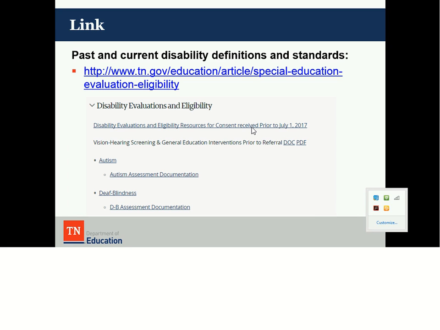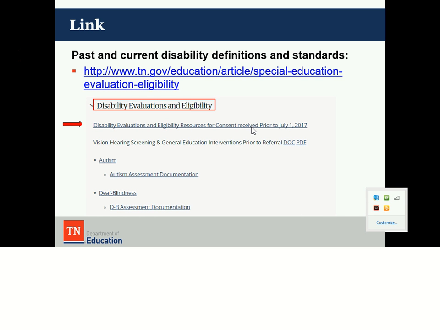On that site, just above the link that says disability evaluations and eligibility, there is another link for the comparison document now housed on the site. So if you did not receive that through one of the updates or newsletters, you can go on to the state website and pull up that comparison document there. If you click on the disability evaluation and eligibility tab, you will see that underneath it is a link that can take you to all the prior definitions and standards associated with the disabilities.